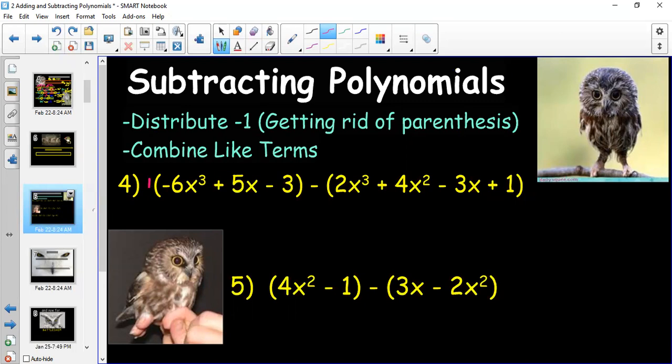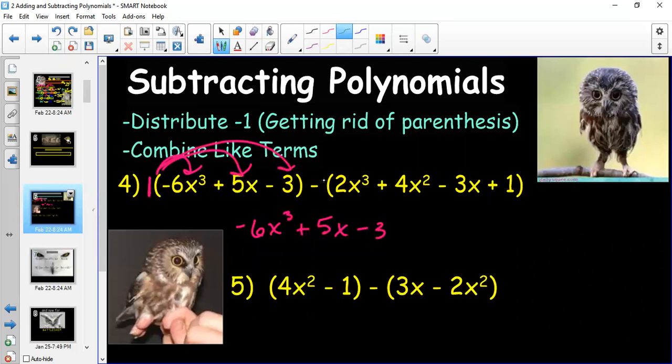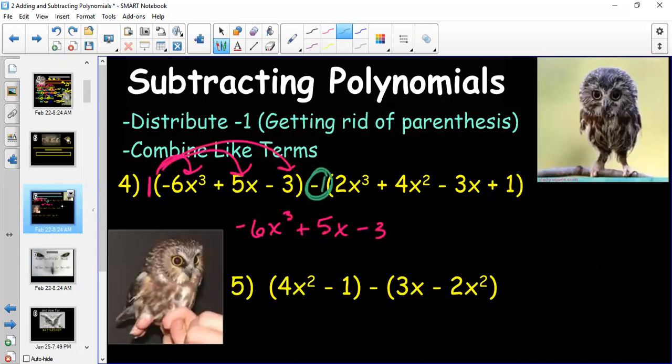Now on the first one, there is technically a 1 out front. So when I distribute that 1, again, nothing changes. Okay, so I'm going to rewrite this like I did the last one. Okay. Now here's where the mistake is made. On the second set of parentheses, I have a negative 1. That is different from all the other ones.